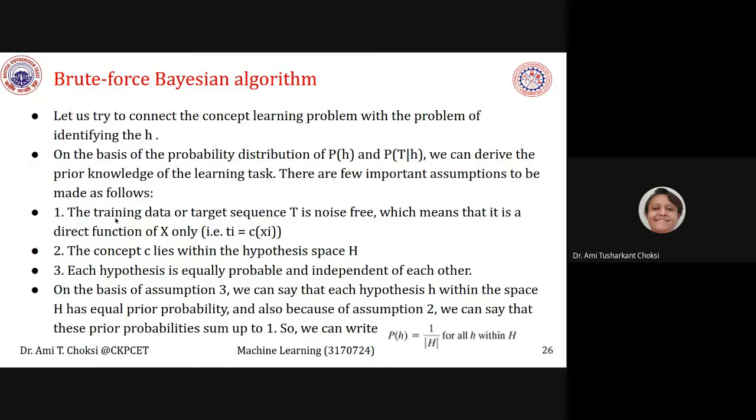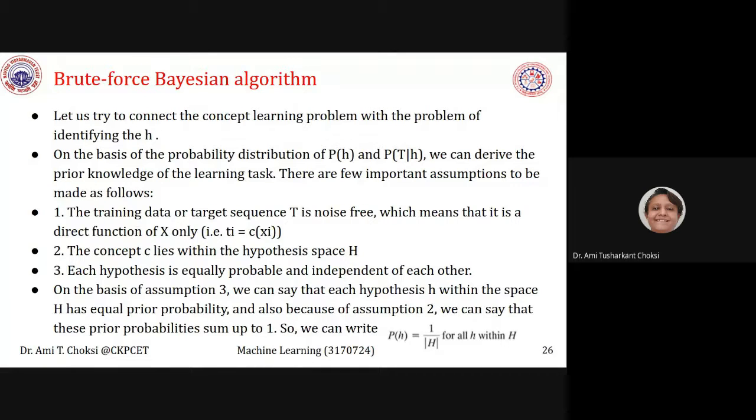What we are saying is the training data or target sequence T is noise free. Is it the real case? Actually not, but these are the assumptions we are making, right? So the target is noise free and the training data also. The second assumption says that the concept C lies within the hypothesis space H. The third one is that each hypothesis is equally probable and independent of each other.